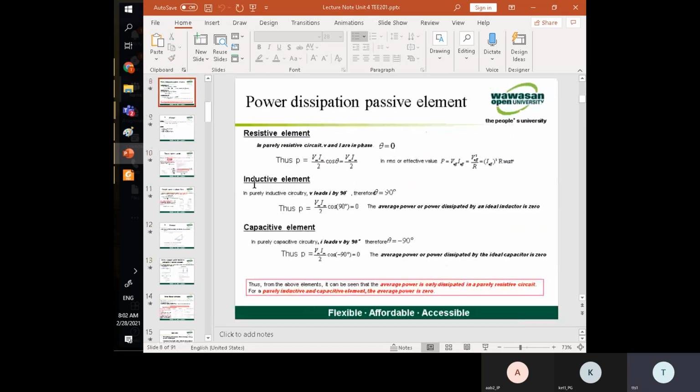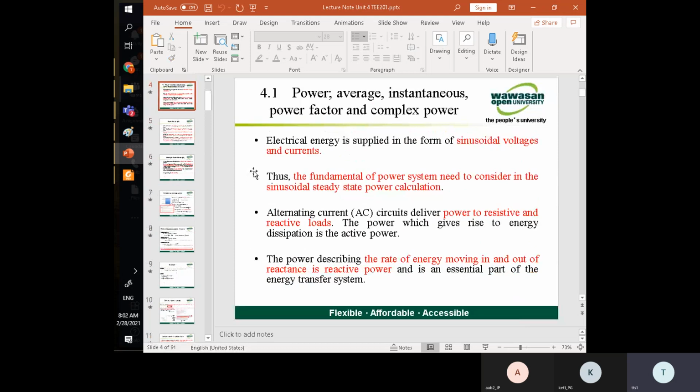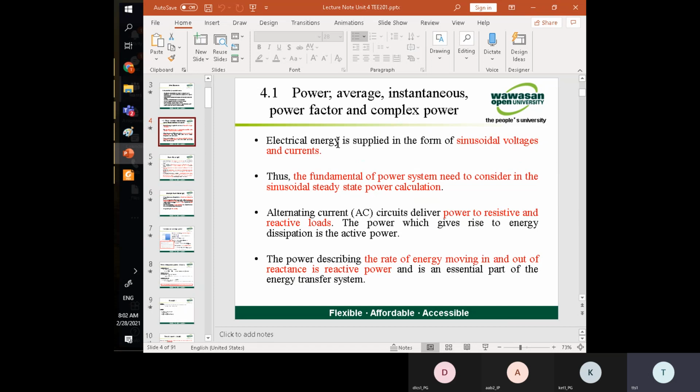So I'm not going to spend too much time on the theory part. I'll just briefly go through it. At least you understand some of the power factor, like the power factor of this thing. My main focus is on the methods.